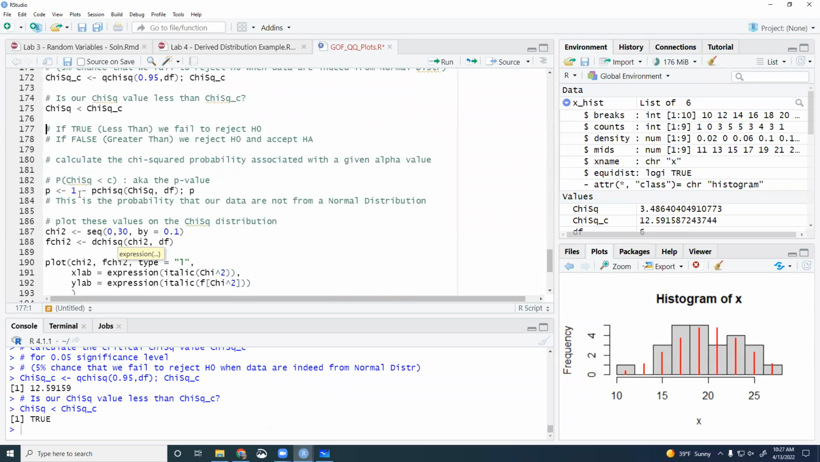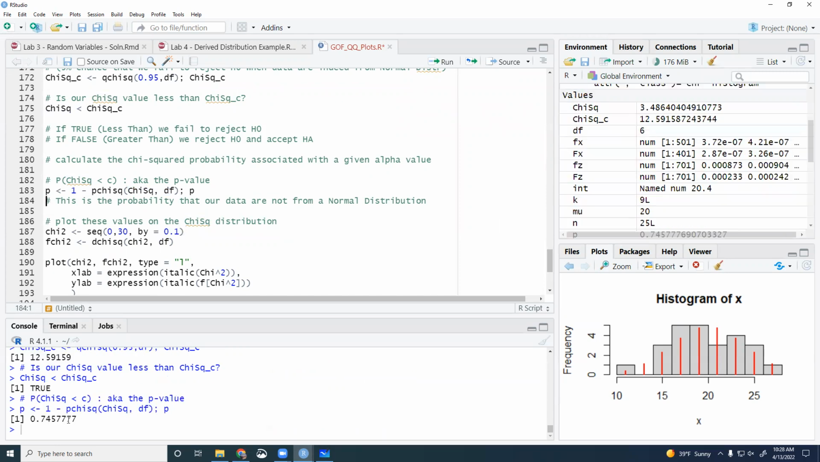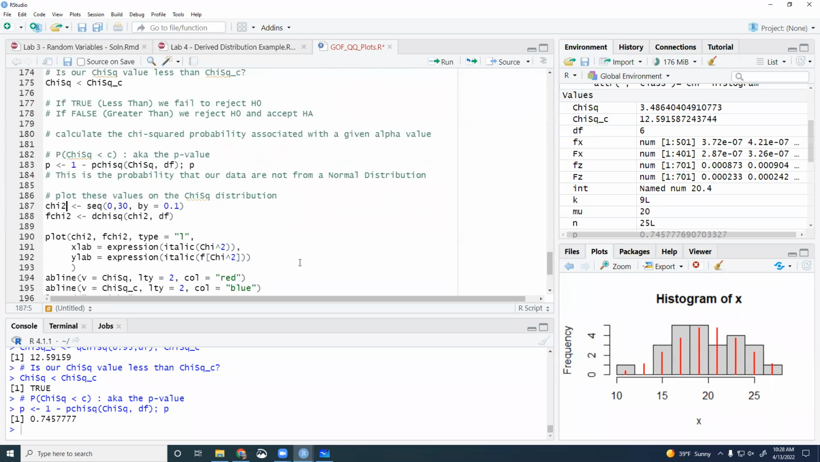We can also calculate the probability of seeing that chi-squared value, the p value, and we plug our chi-squared value in, we give it the degrees of freedom, and we're subtracting from 1. So the probability of seeing that is 0.75, and that's a really high probability, meaning it's very likely that our sample came from the normal distribution. We'll get into evaluating p-values next week.